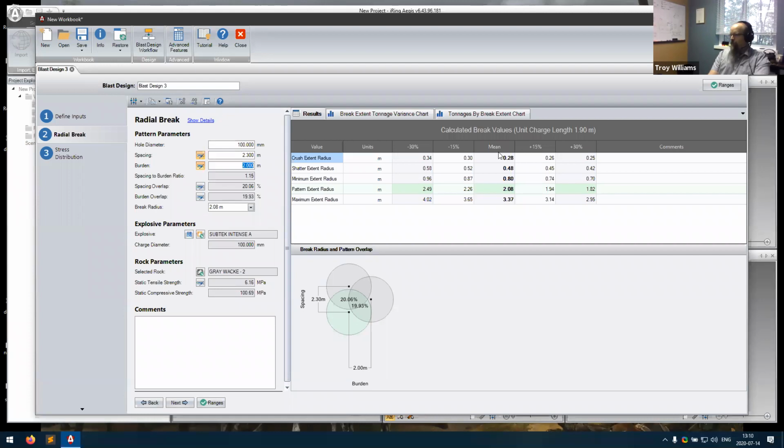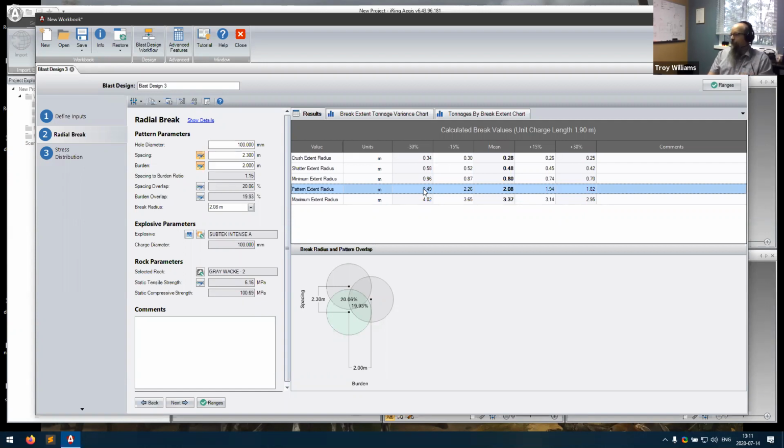So what we do is we calculate the 5 radial zones, and we've estimated about a 2.1 meter radial break for our pattern. We also calculate a range as well. So what happens if the rock is actually weaker in tension? So if it's 30% weaker, we expect the cracks to travel farther.